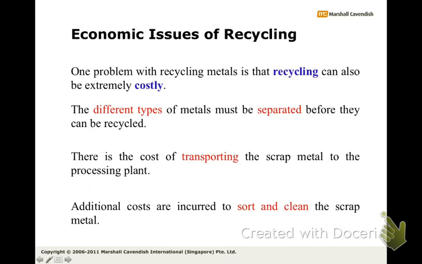Additional costs are also incurred when you need to sort out and clean the scrap metals. For aluminum there's actually no problem, because aluminum is unreactive, so is lead. But iron is the more commonly used metal, and the problem with iron is rust. So obviously you need to process the iron first to remove the rust, and all this takes up money.